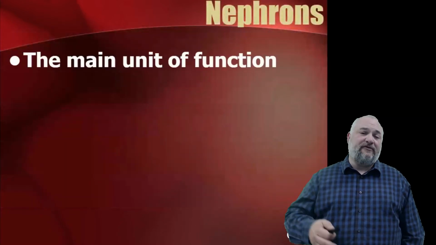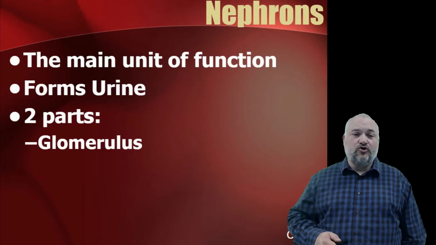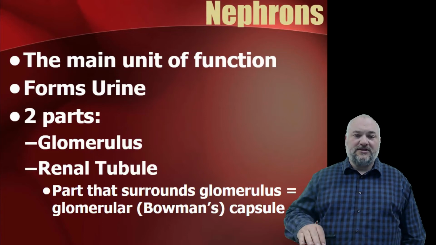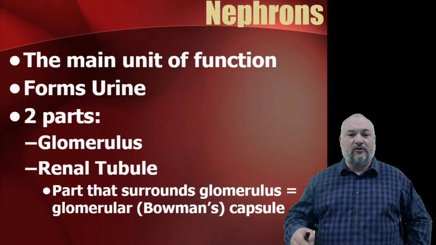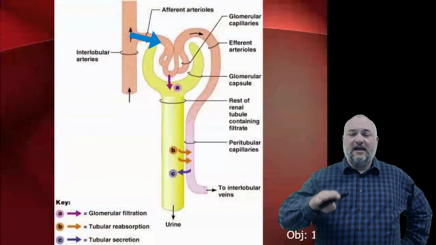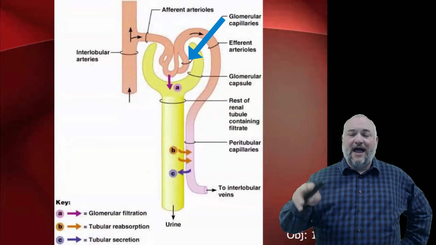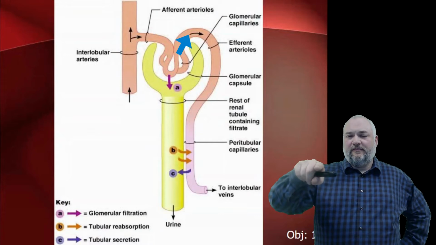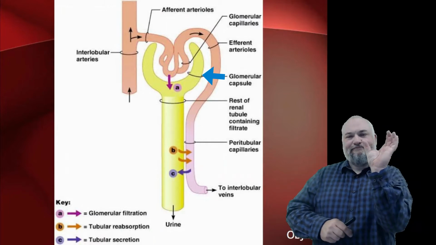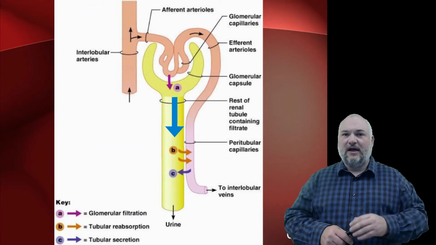Let's take a look at that functional unit, the nephrons. They are the main unit of function of the urinary system. They form urine. Two main parts: the glomerulus or Bowman's capsule, and the renal tubule. The part that surrounds the glomerulus is called the glomerular or Bowman's capsule, of the renal tubule, sorry. So here we can see we've got blood going in, and this ball of capillaries, which is the glomerulus. Those are under high pressure, and then the vessel leaves through these little arterioles and capillaries, and the glomerulus is cupped in this yellow claw-looking thing. That's the glomerular or Bowman's capsule, and down into the rest of the nephron.